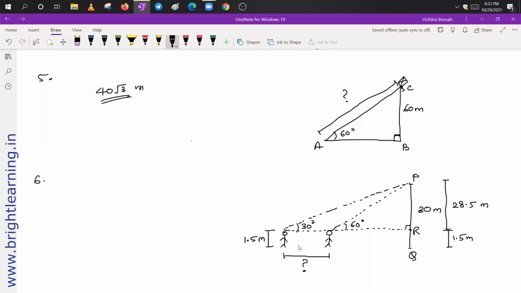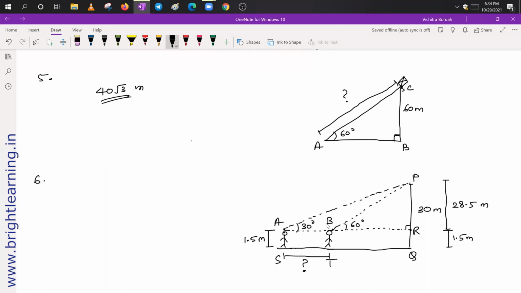And suppose this is point S, the boy at the starting point. And after moving towards the building, suppose this is point T. Okay. And suppose this is the ground. Okay, this is the ground here. And this point is point A. And suppose this point is point B.